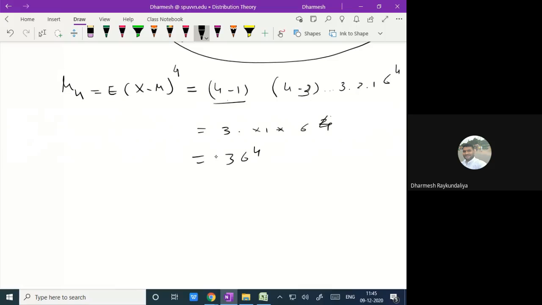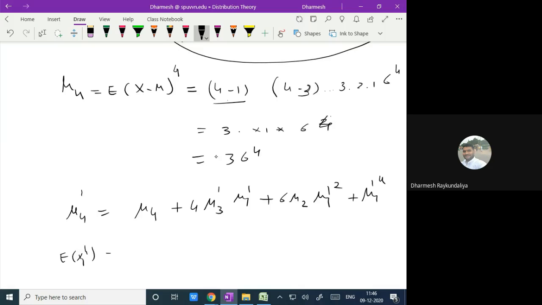Okay. Further, what is the relation for mu 4? We know that mu 4 dash is equal to mu 4 plus 4 mu 3 mu 1 dash plus 6 mu 2 mu 1 dash square plus mu 1 dash raised to 4. This relation we know. So just substitute. Mu 4 in our setup is xi raised to 4, and mu 4 is nothing but 3 sigma raised to 4.